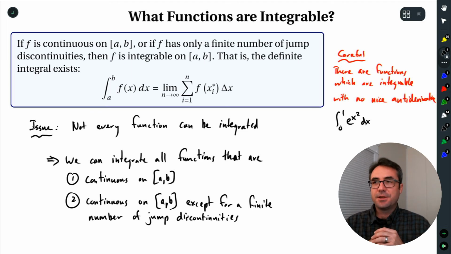All right, so just a little warning there. We know that if we have a continuous function, we should be able to calculate a definite integral, just not necessarily how we can do it.